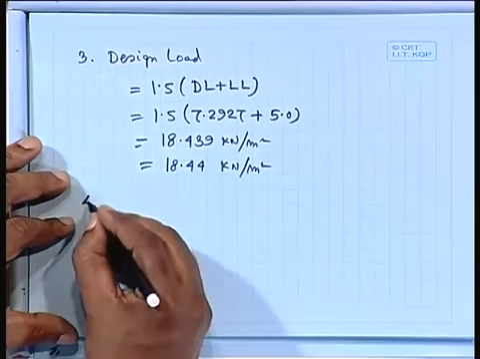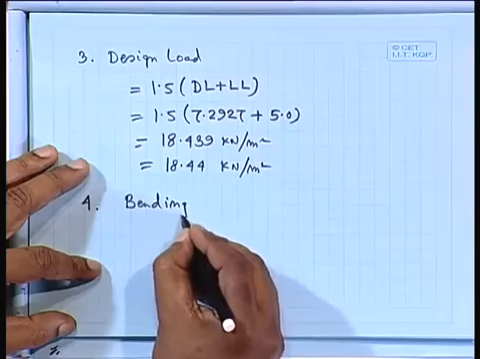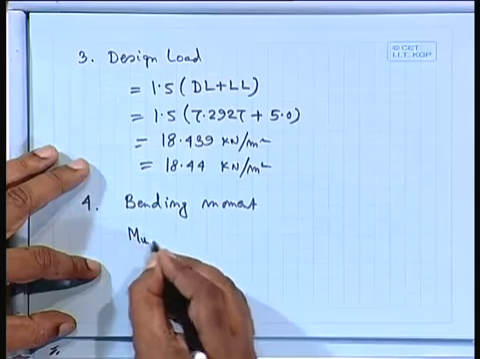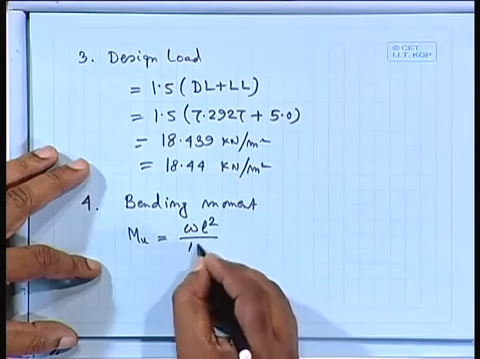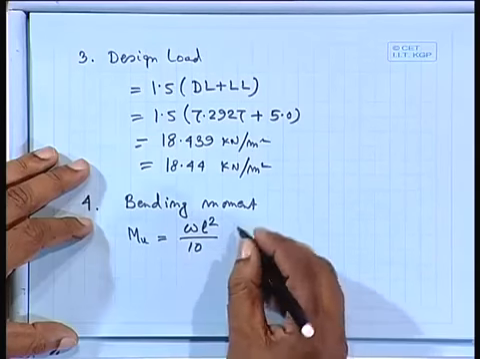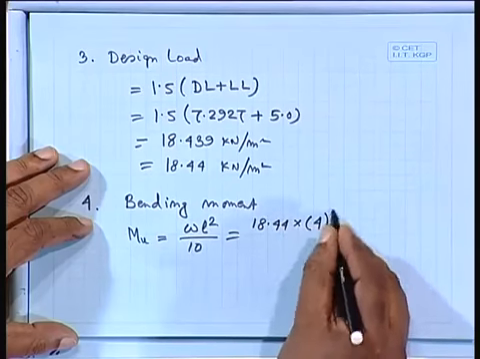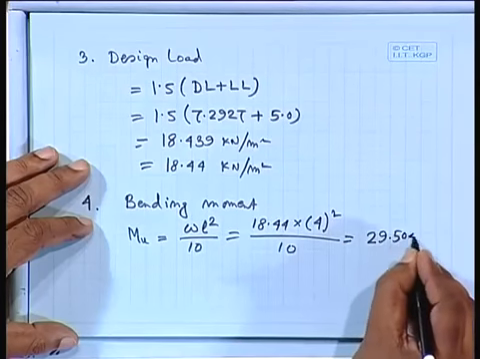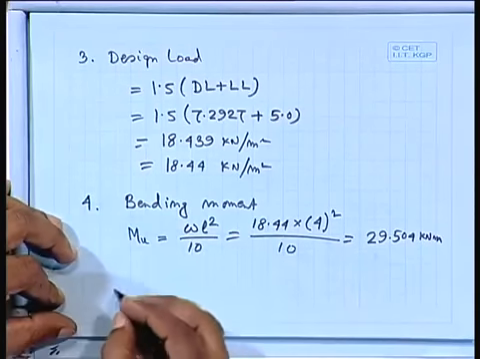What about the bending moment? Mu will be equal to W L square by 10. We shall take it not 8, W L square by 10, equal to 18.44 times the effective span 4 square by 10, which comes as 29.504 kilonewton meter. So we are getting this one.